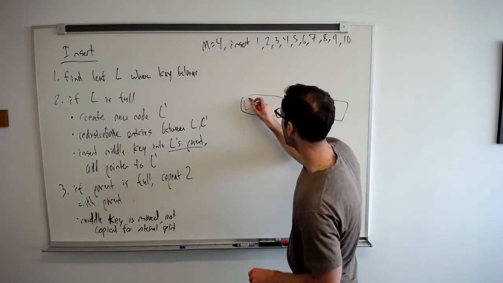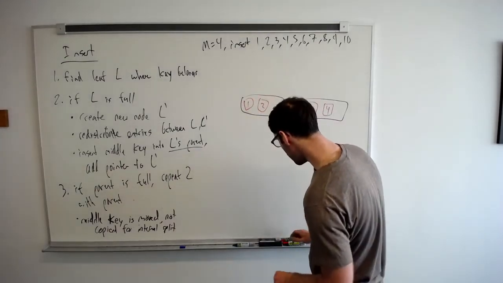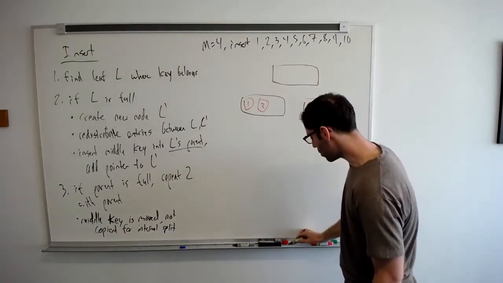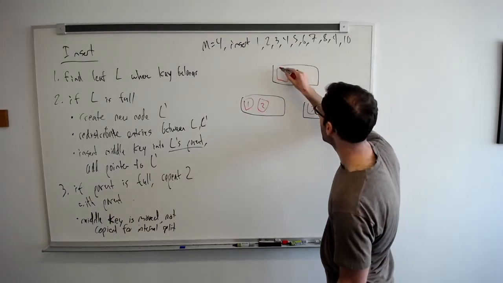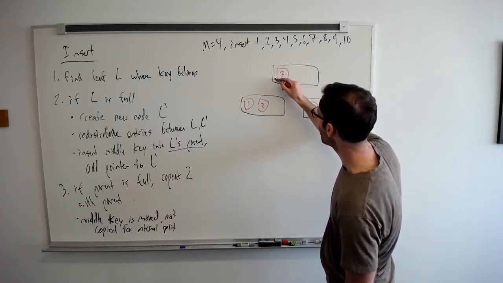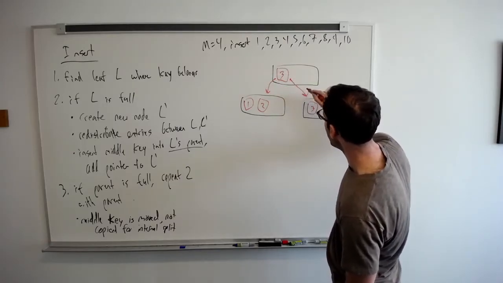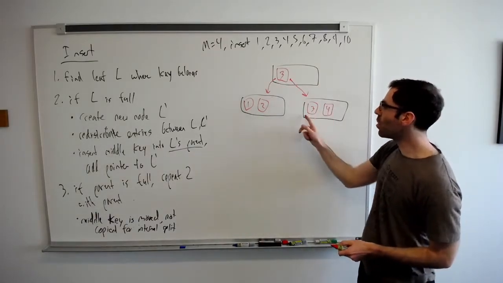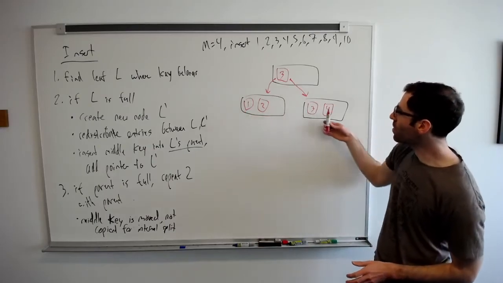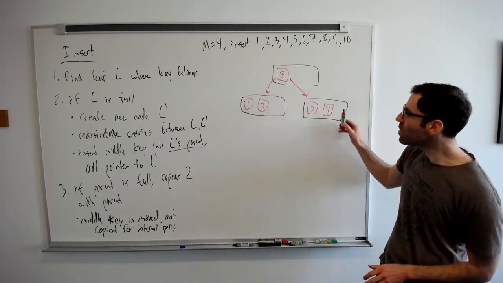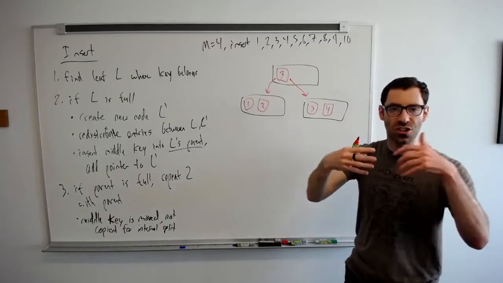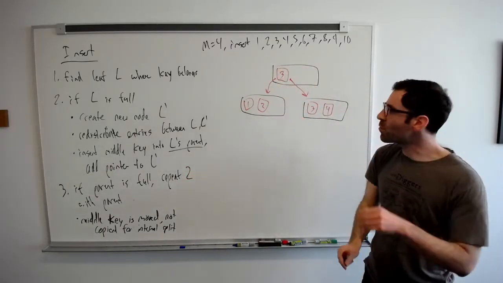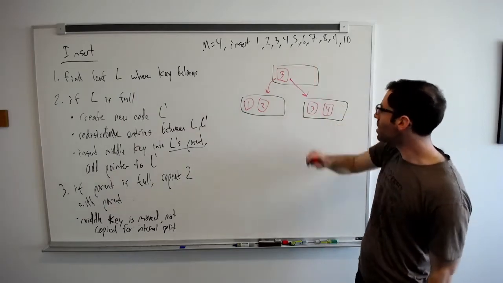so that we have 1 and 2, and then we copy up the middle key to a parent, which will now have two children, our two nodes, and all of the data that we've inserted is in our leaf nodes. Remember, the internal ones, they're just signposts. They're just a guide. They're not where the actual information is stored. All right, so let's keep going.